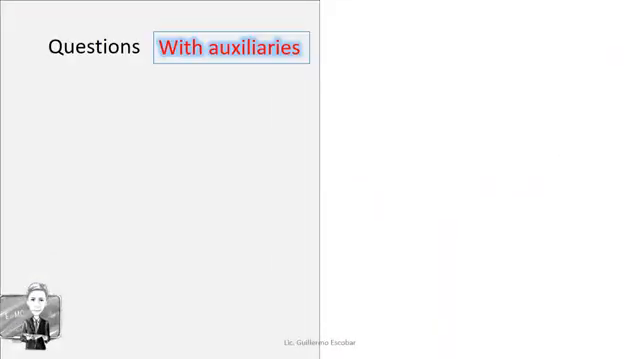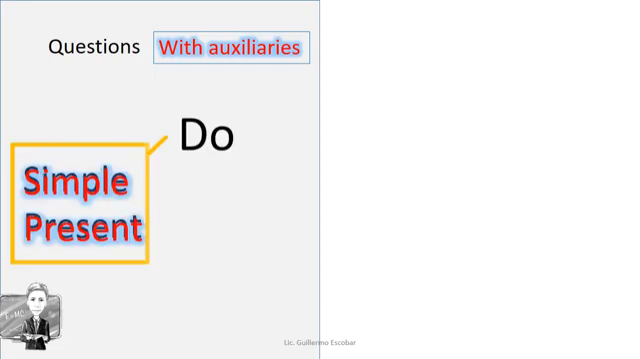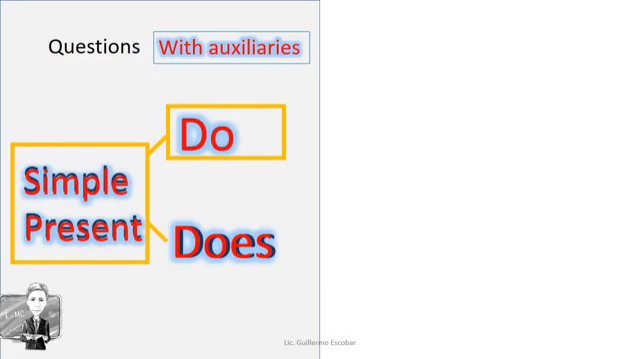In the English language, we have something that is called auxiliaries. The auxiliaries are used to make questions and short answers, as well as negatives. The auxiliaries for the simple present are do and does. Take a look at these examples.